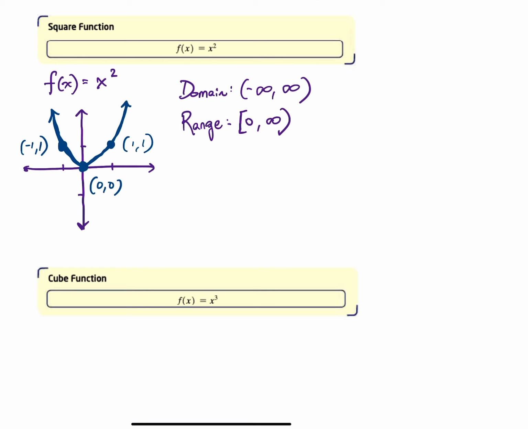Even, odd, well, it's symmetric about the y-axis, and we can also see that f of negative x equals f of x. If we plug in a negative number, basically the square will undo the negative, so we'll get the same result as if we were to plug in a positive number. So this has even symmetry. And then it has both an x and a y intercept at the origin.